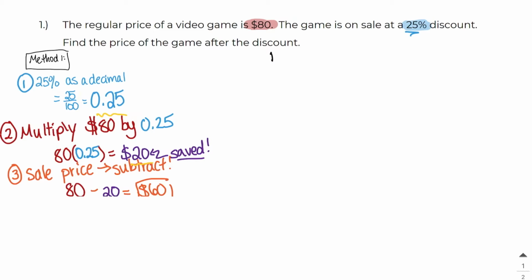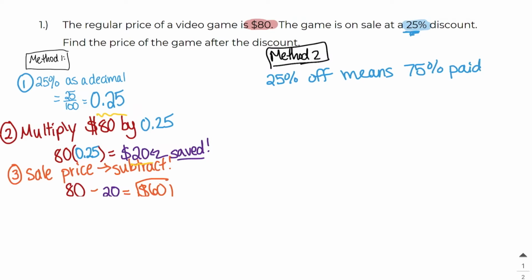Let's talk about another method that we have. If we have a 25% discount right here, that means that we have to pay 75% of the original price. And how did I get that 75%? Well, the original price is 100%, and we get to take off 25%, and 100 minus 25 is 75%. It's what's left over from the full total amount.